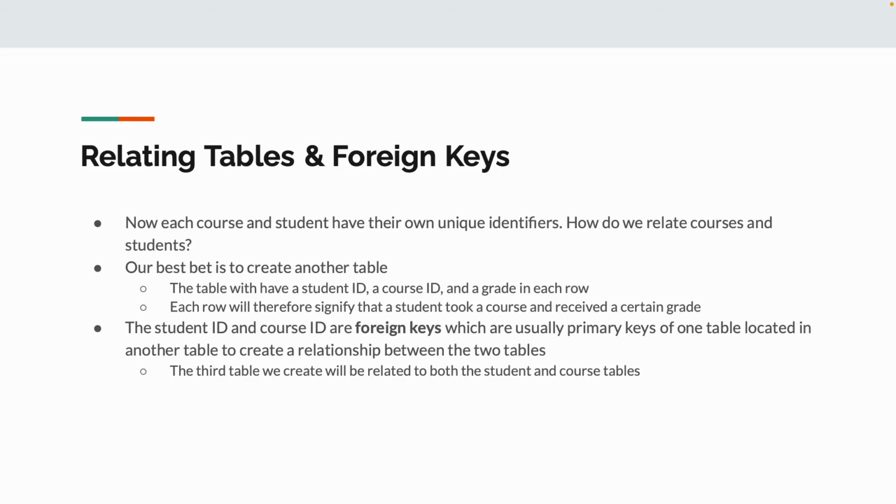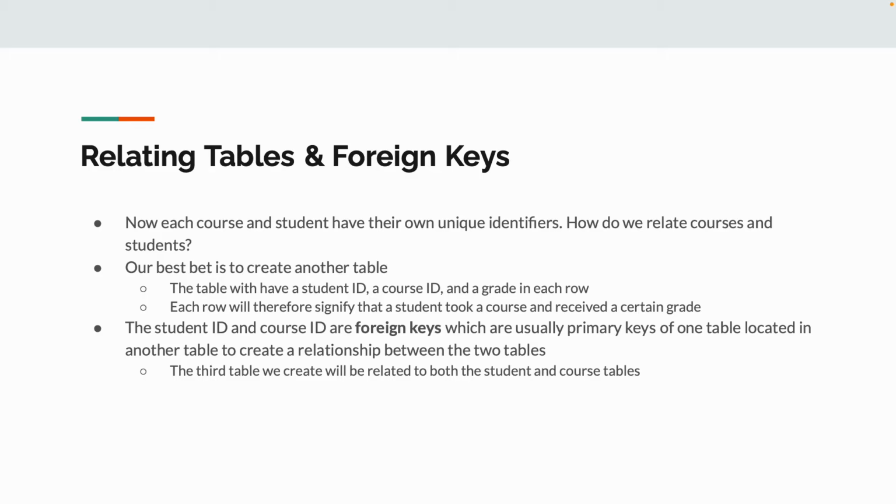So how do we relate courses and students now that we have them uniquely identified? In this example, our best bet is to create another table that will contain a student ID, a course ID, and a grade in each row. So therefore, a row will signify that a student took a course and received a certain grade.